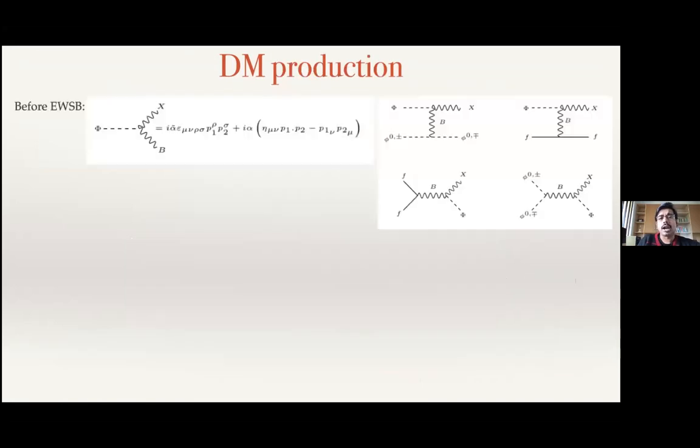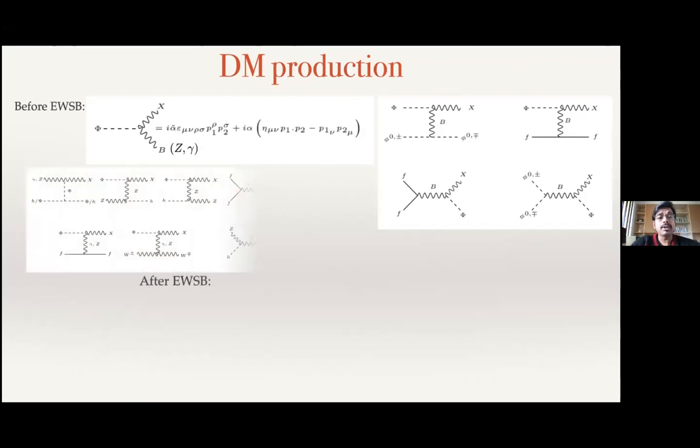And then you do the dark matter production. You have to ask what the processes are through which you can produce the dark matter, so you draw all the Feynman graphs. Before symmetry breaking, you have phi producing X and B, and also the goldstones are involved in the scattering reactions. After electroweak symmetry breaking, this B changes to Z and the photon gamma, and the goldstones change into massive Z degrees of freedom and W plus minus. So these are the channels that you have after electroweak symmetry breaking.